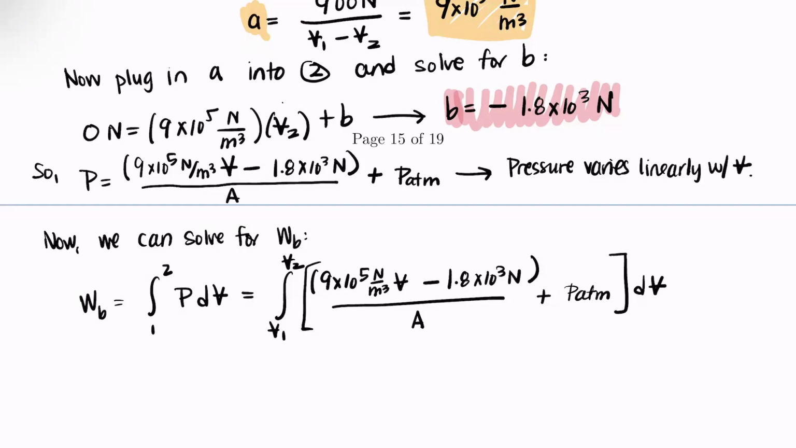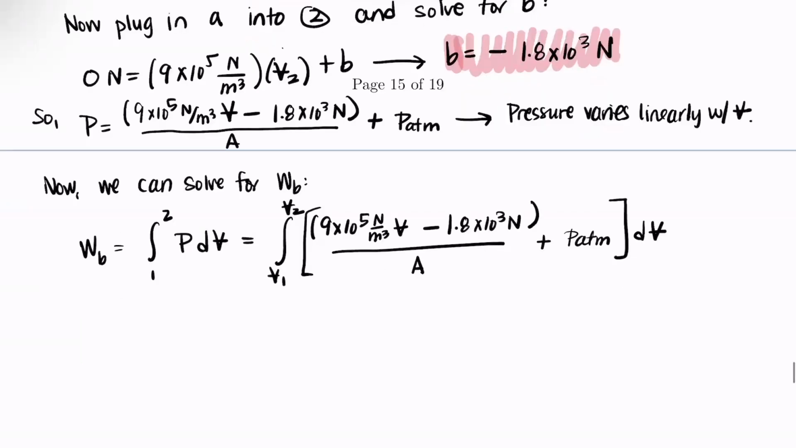Okay. All right, so let's integrate this. I have essentially 3 terms here. The first term, the 9 times 10 to the 5th times V over A. A is still a constant, right? So that's just a constant times volume. And then our second term, minus 1.8 times 10 to the 3 newtons over area. And our third term, atmospheric pressure. Those are both constants with respect to volume. So this isn't too bad to integrate, all right?